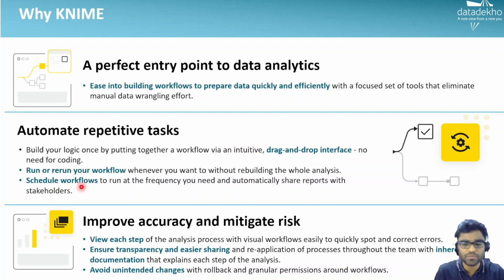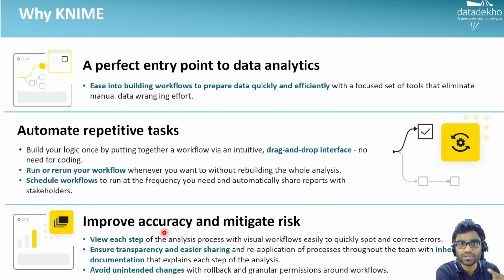You can schedule your workflow. So you know that on the second of every month I will download this report from this particular source, and then I'll do this kind of activity, and then I'll send an email. These kinds of things you can easily do in KNIME. You need to just create the workflow and then schedule the workflow, and then improve accuracy and mitigate risk.